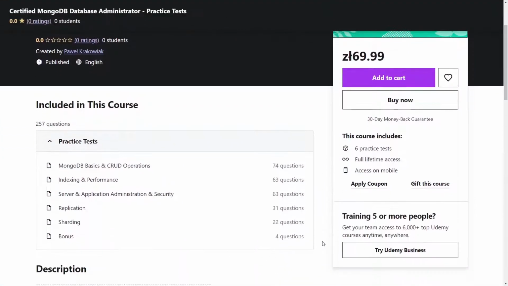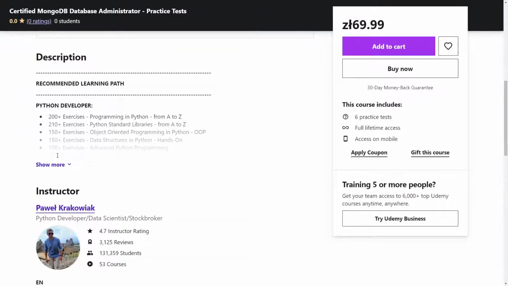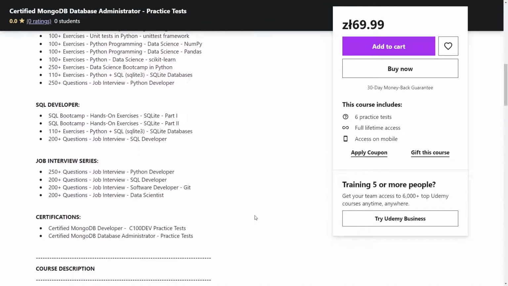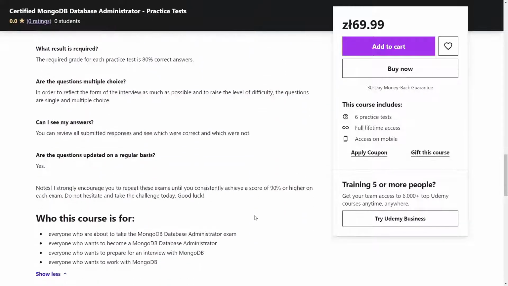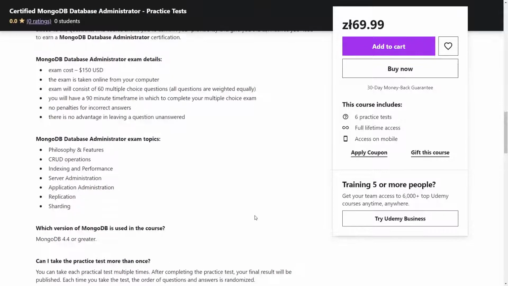Are you ready to take the MongoDB Database Administrator exam? Prepare for the MongoDB Database Administrator exam. Jump into the world of NoSQL databases and test yourself by answering over 250 questions.